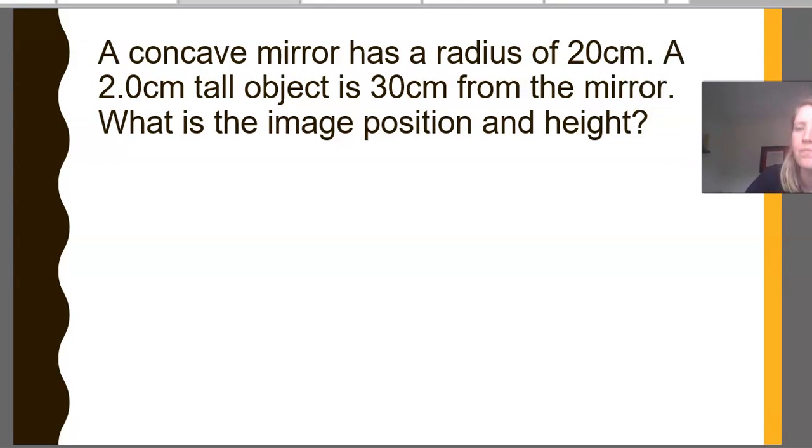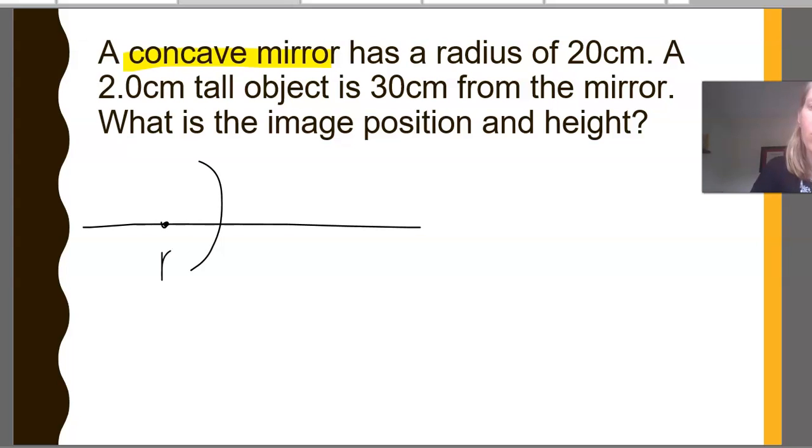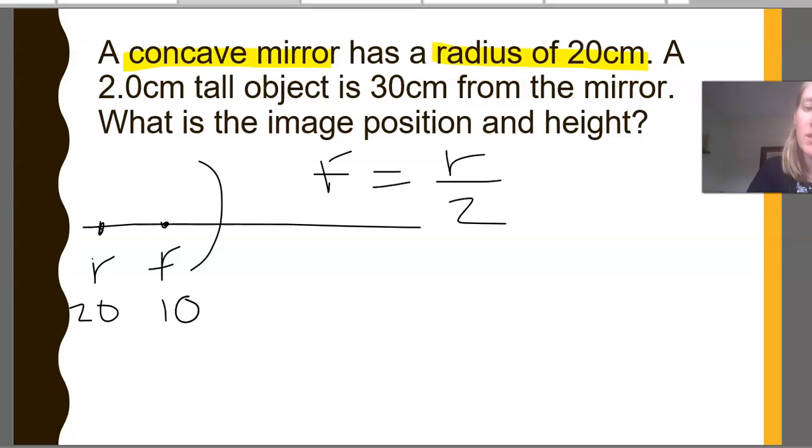Zoom is frustrating me. Okay, concave mirror. So concave is that type of mirror where you have the focal point here, radius here. This time it tells us that the radius is 20 centimeters, so you need to remember that the focal point is the radius divided by 2. So if our radius is 20, then our focus is going to be 10, and that's a positive focal length. This is the positive side, this is the negative side.